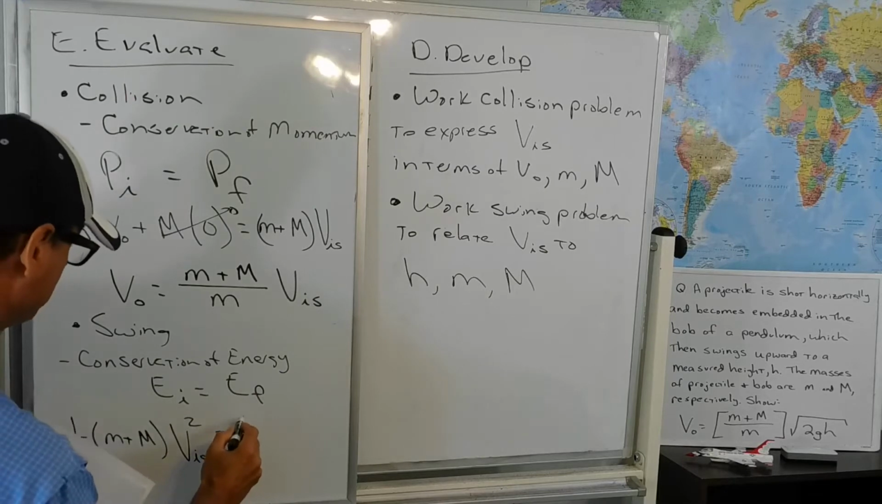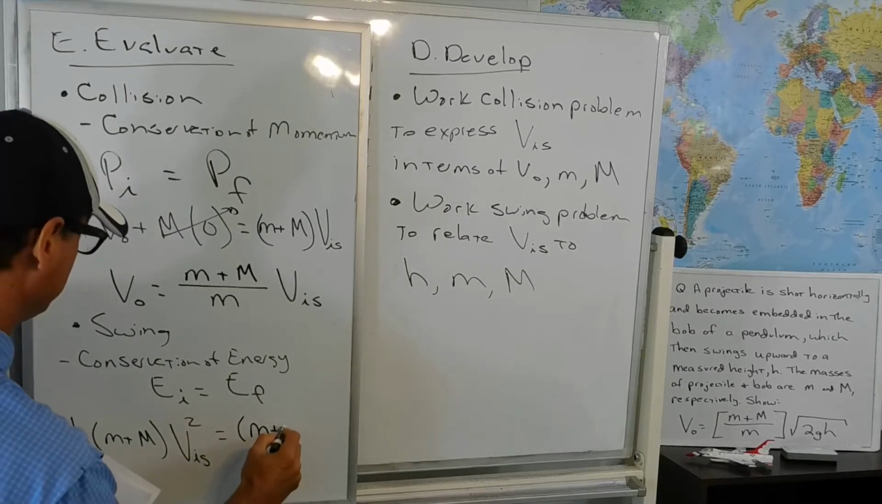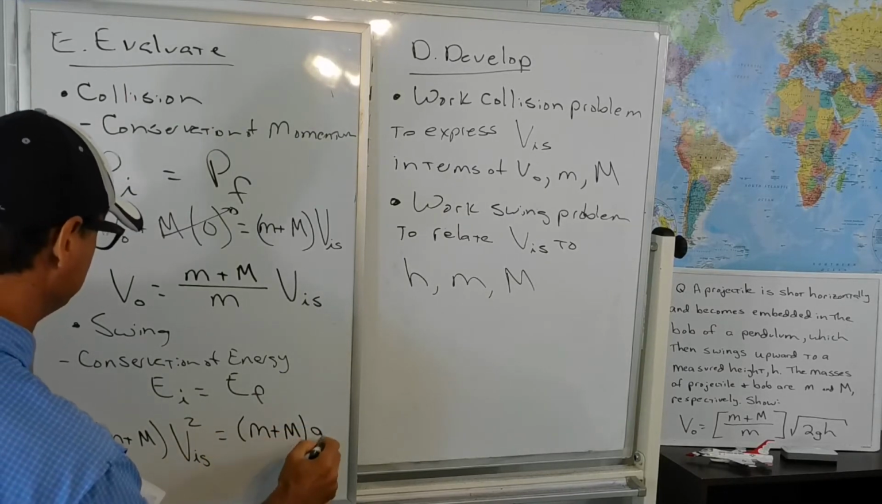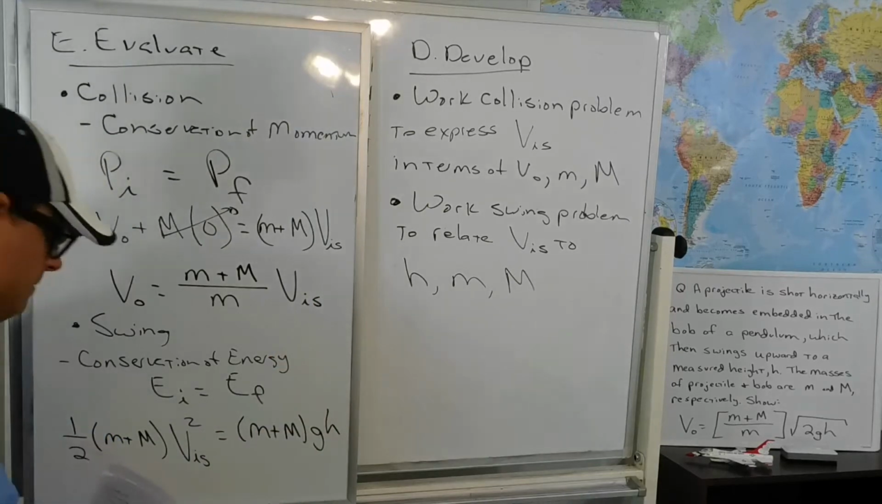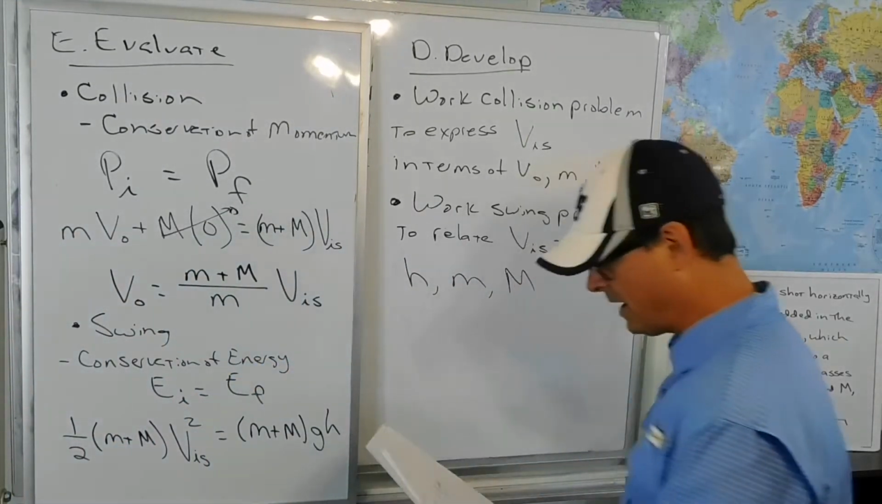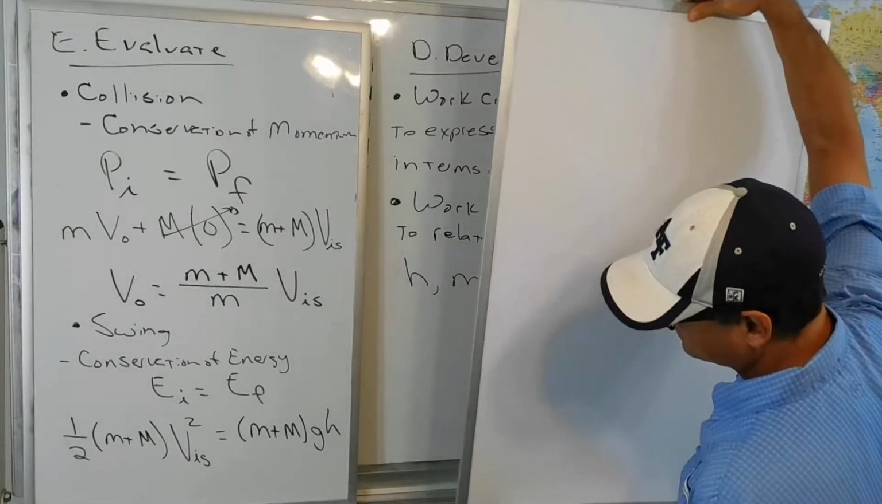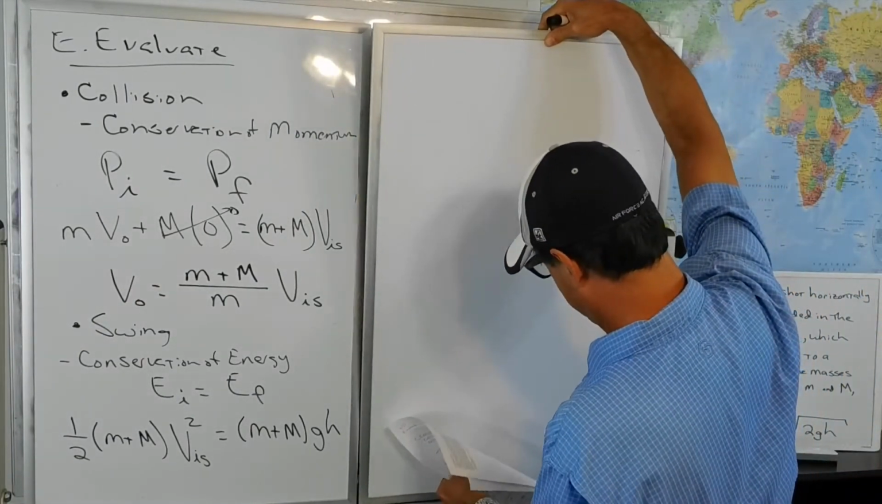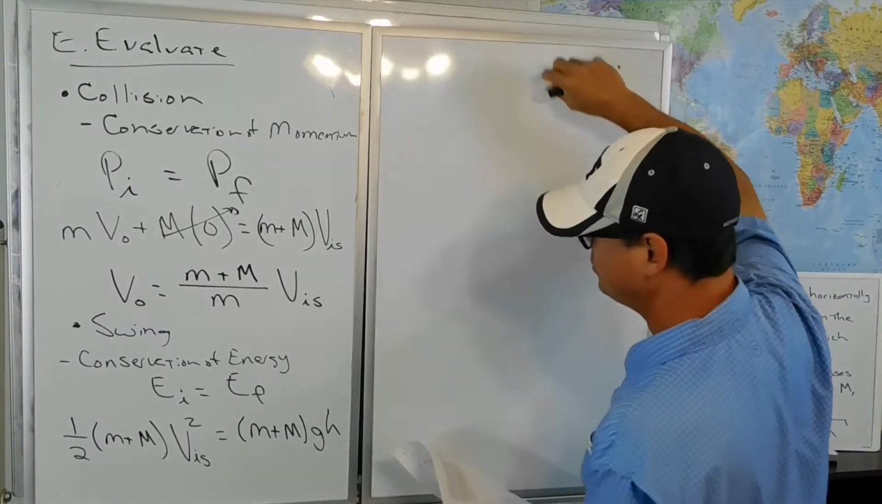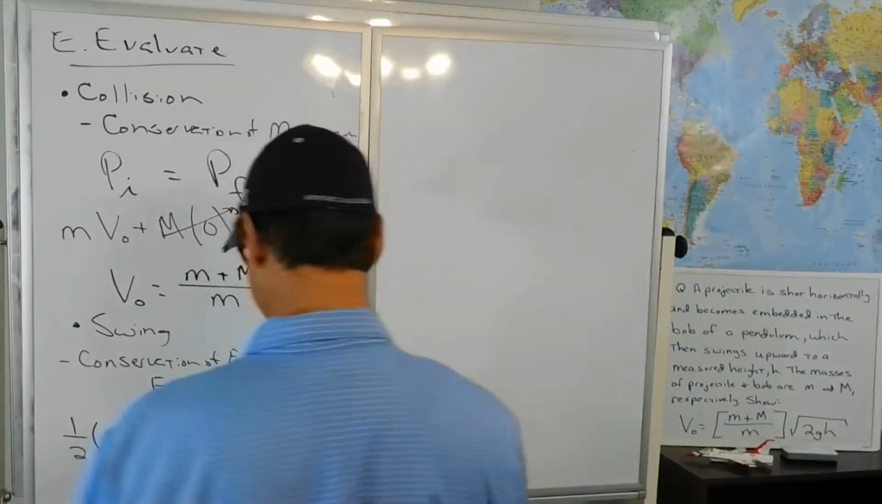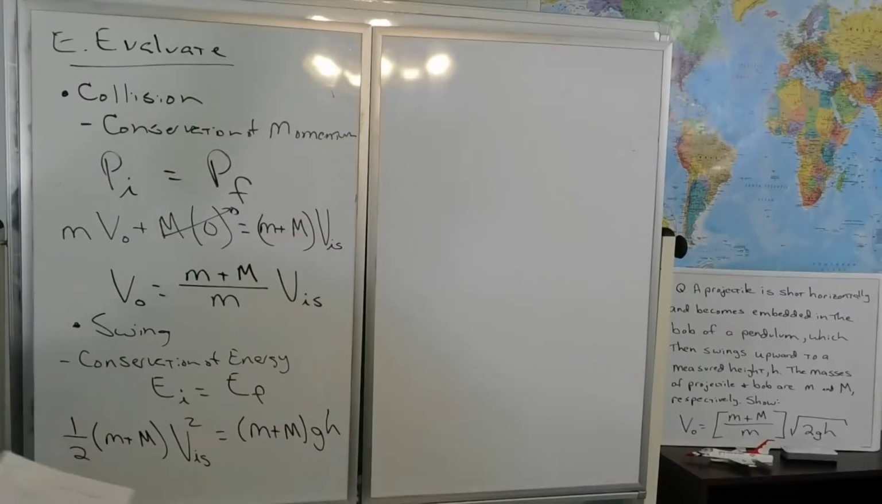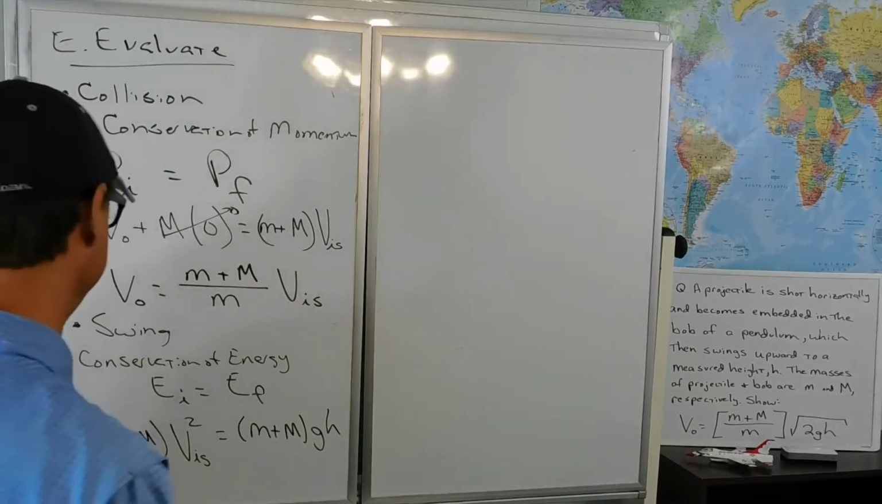And then we have the sum of the masses, m plus m, the total mass, times the acceleration of gravity, times the height. All right, so we've got a little simplification to do and a few steps of algebra en route to our solution, but we are hot on the trail. Now we need to finish essentially solving for v initial of the swing.